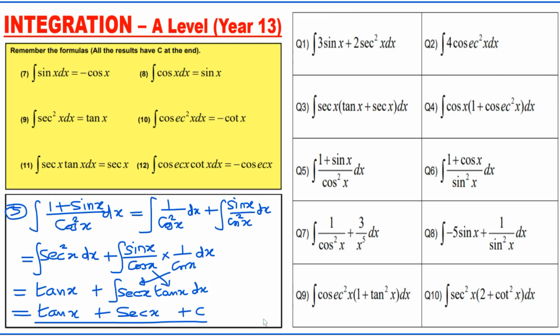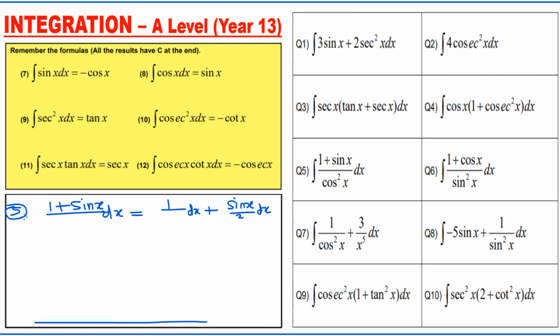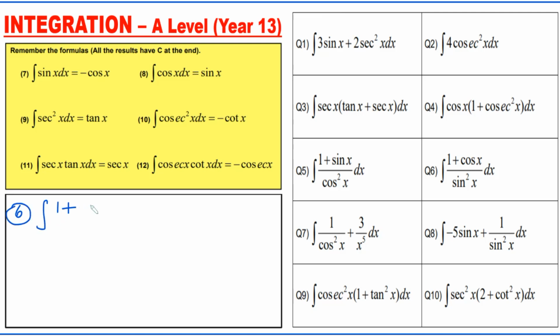So hope you understand the steps. You need to separate sometimes. You need to use the trigonometric function. 1 over cos is sec, 1 over sine is cosec, and 1 over tan is cot. So these are the primary trig functions you need to understand. Let's do the question number 6. Question number 6, integrating 1 plus cos x over sine squared.